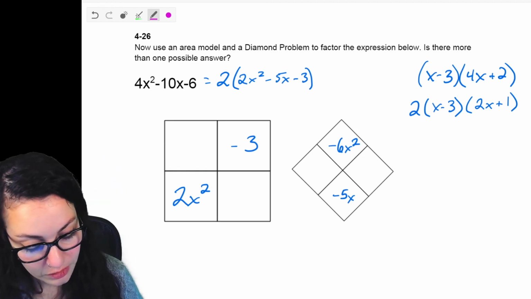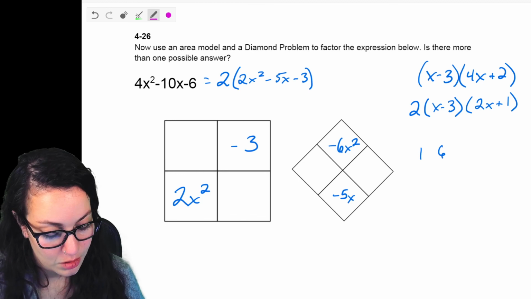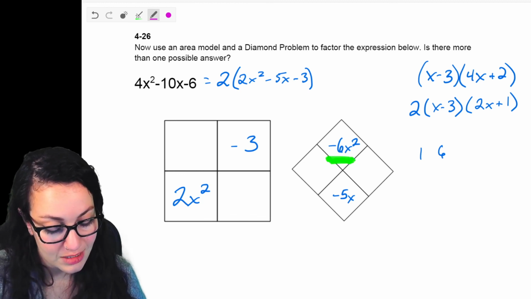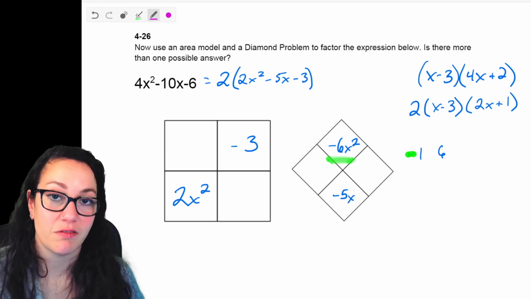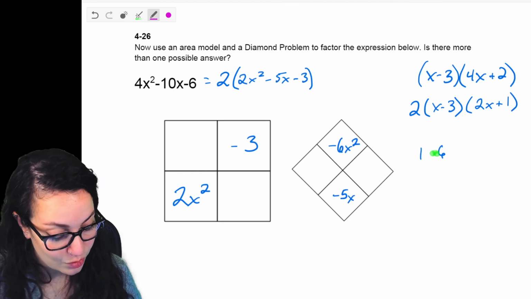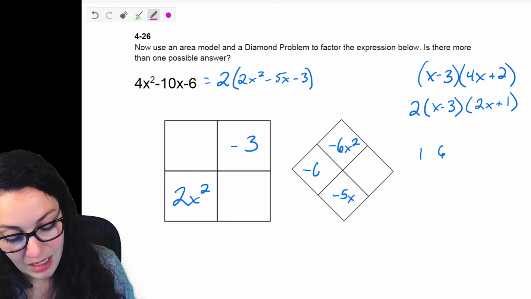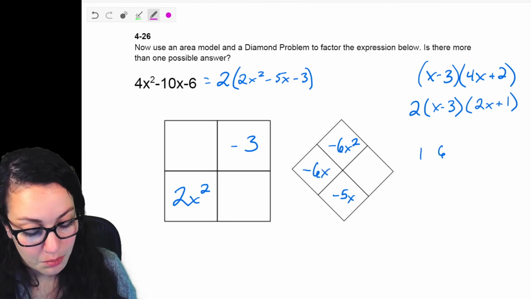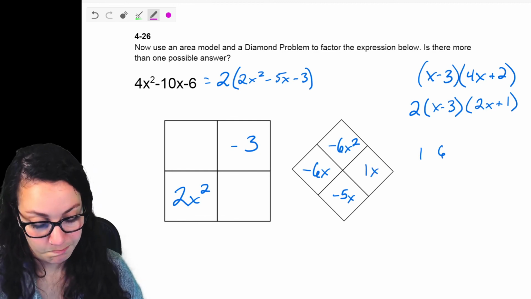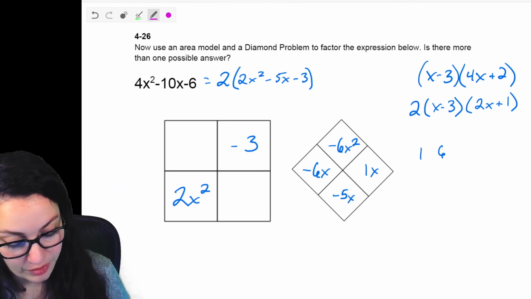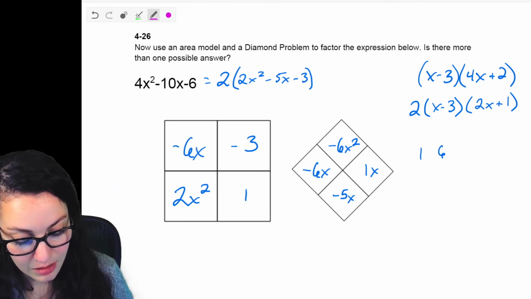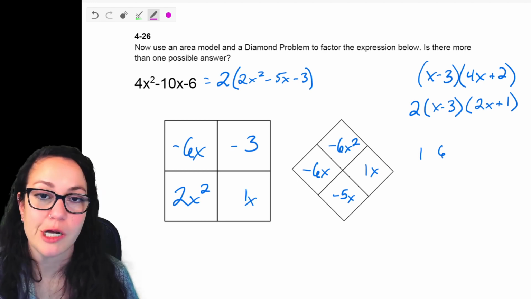So let's try 1 and 6. So 1 times 6 is 6, and if the 1 is negative, then they would add to +5. But if the 6 is negative, then they will add to -5. So we're actually good to go. So I'm going to say -6x and +1x. Again, you don't have to write the 1, but you can if it helps. So I'm going to fill in my area model up here, -6x and 1x. And then rows and columns.